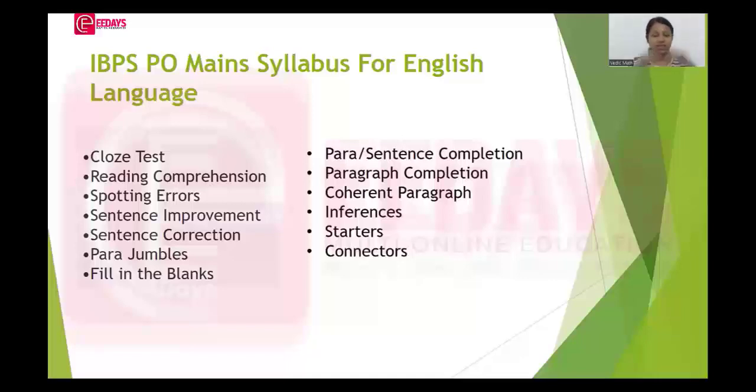So this is the main syllabus. Guys, when you start preparing for prelims, always keep in mind, okay? Try to figure out the overlapping topics like close test, reading comprehension, sentence improvement, sentence correction, spotting errors, para jumbles, fill in the blanks, and sentence completion. So all these are overlapping topics. Okay, so give more and more importance to these overlapping topics. Just sit and practice daily. Don't fail to do workout sheets. These steps will help you to secure more marks than the other topics.